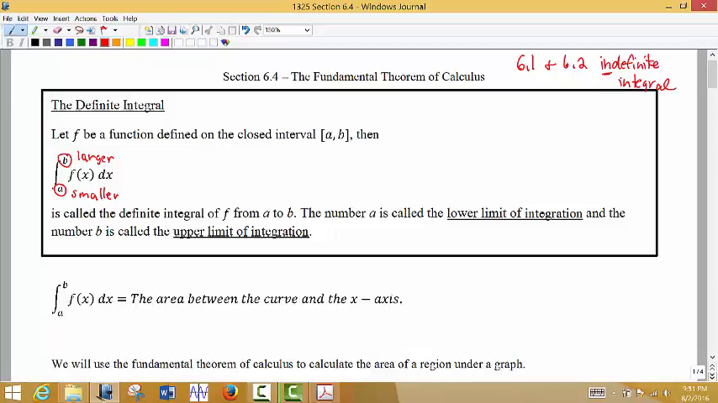So how do we use this definite integral? Well, the number a is called the lower limit of integration, and the number b is called the upper limit of integration. Okay. There is a geometric interpretation of what we're actually finding. When we evaluate or find the definite integral, we're actually finding the area between the curve of the function and the x-axis. So that is the area that we are actually finding.